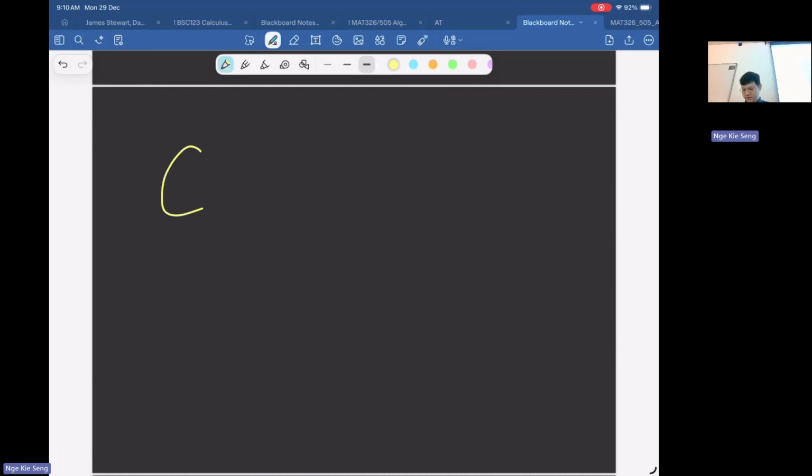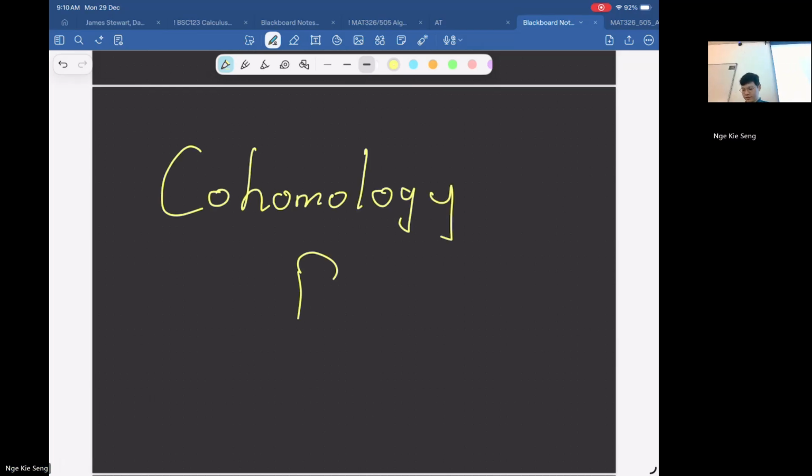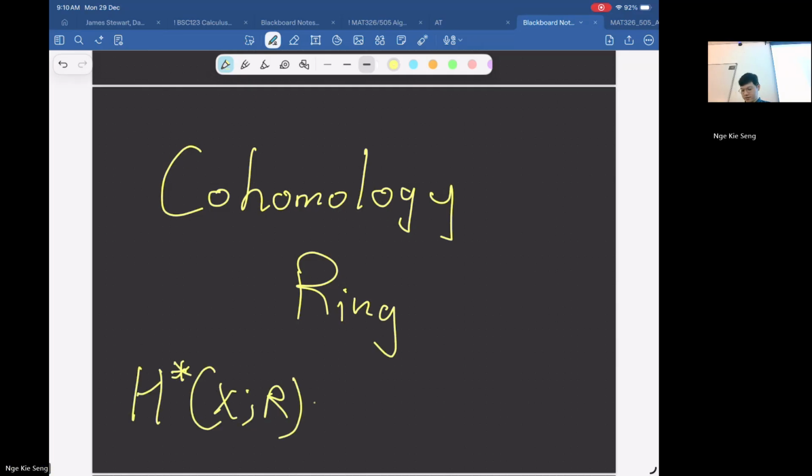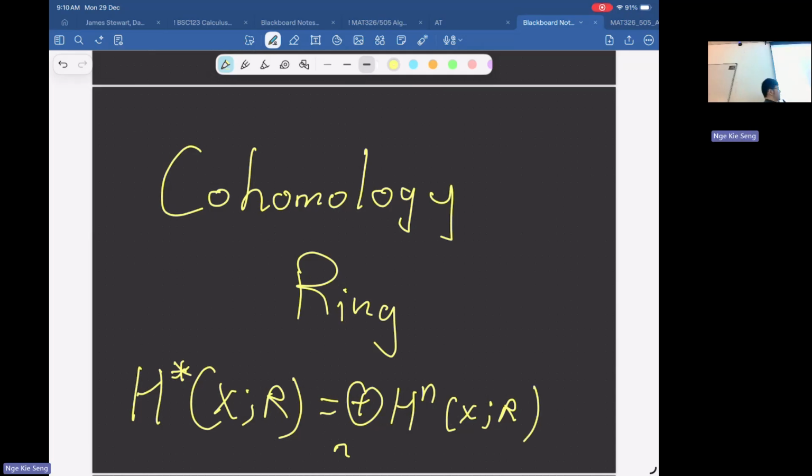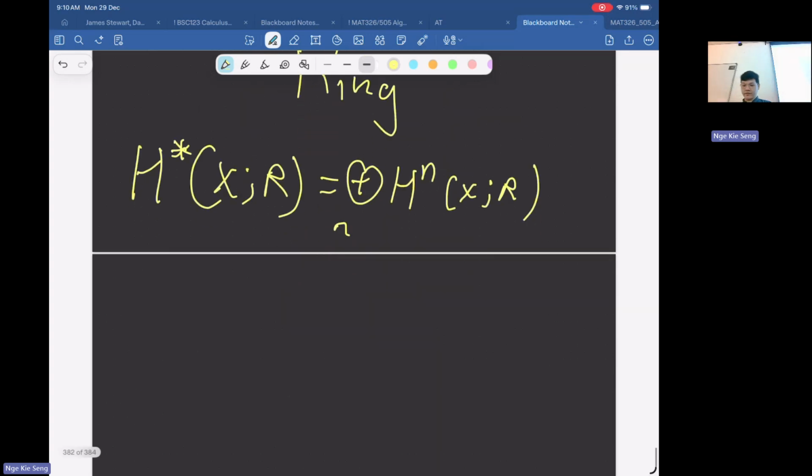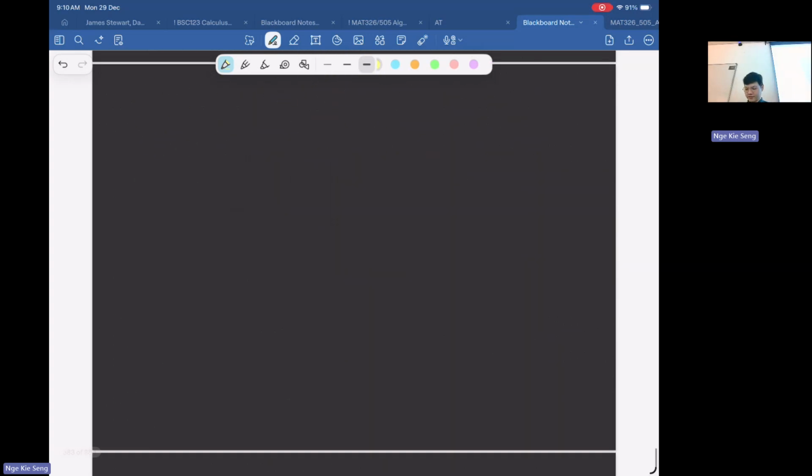Okay, today we will cover cohomology ring. So the cohomology ring will look something like this. Let's start, which is equal to the direct sum of every level of your cohomology. This product is slightly different, which we call the graded ring.